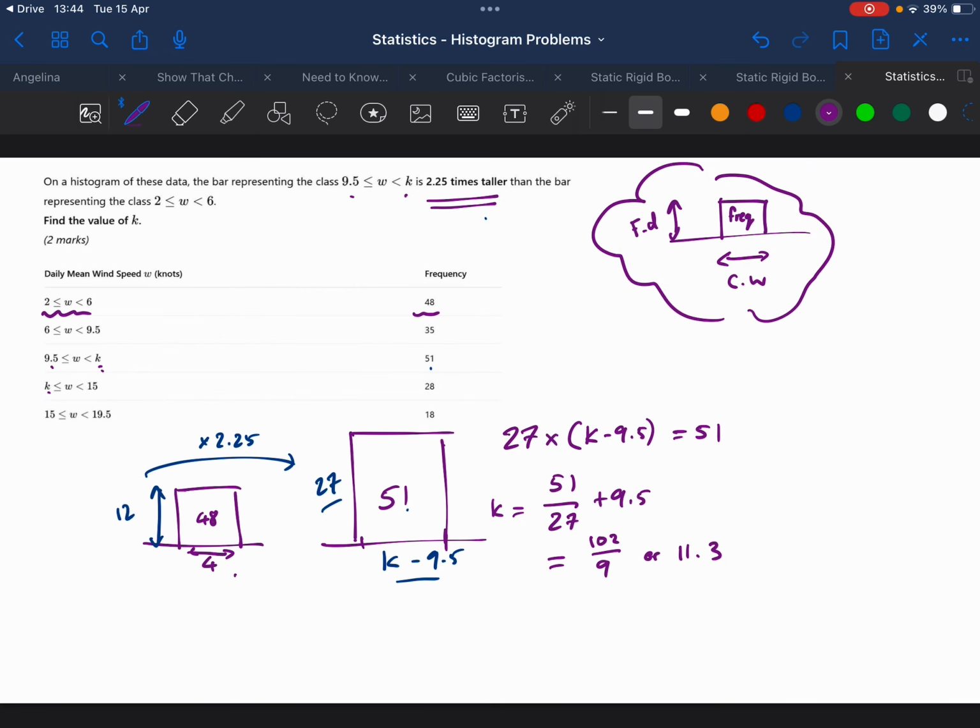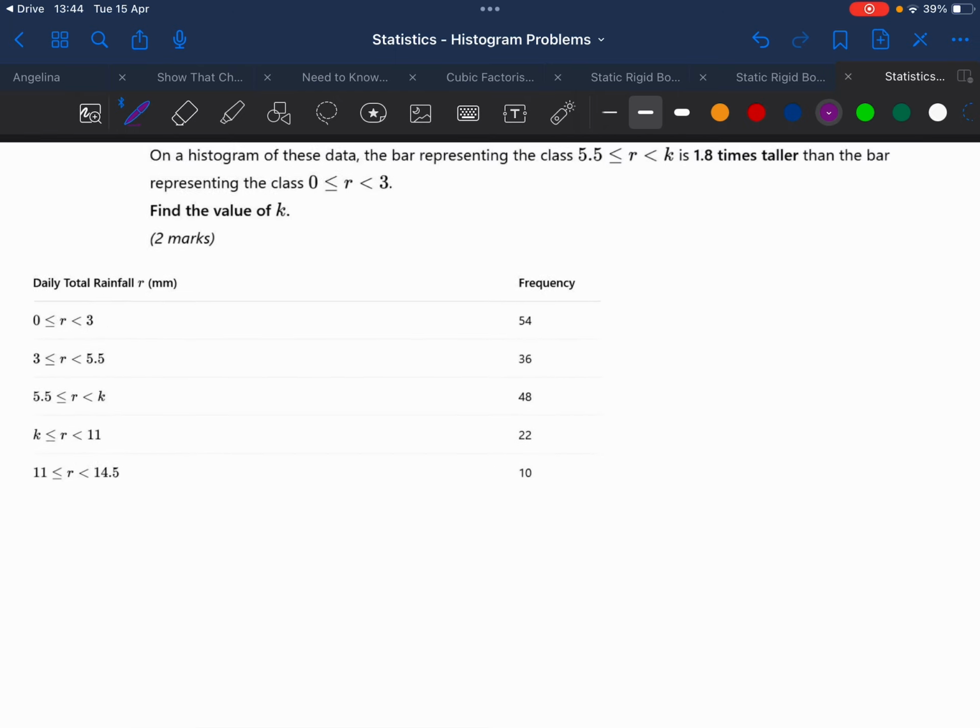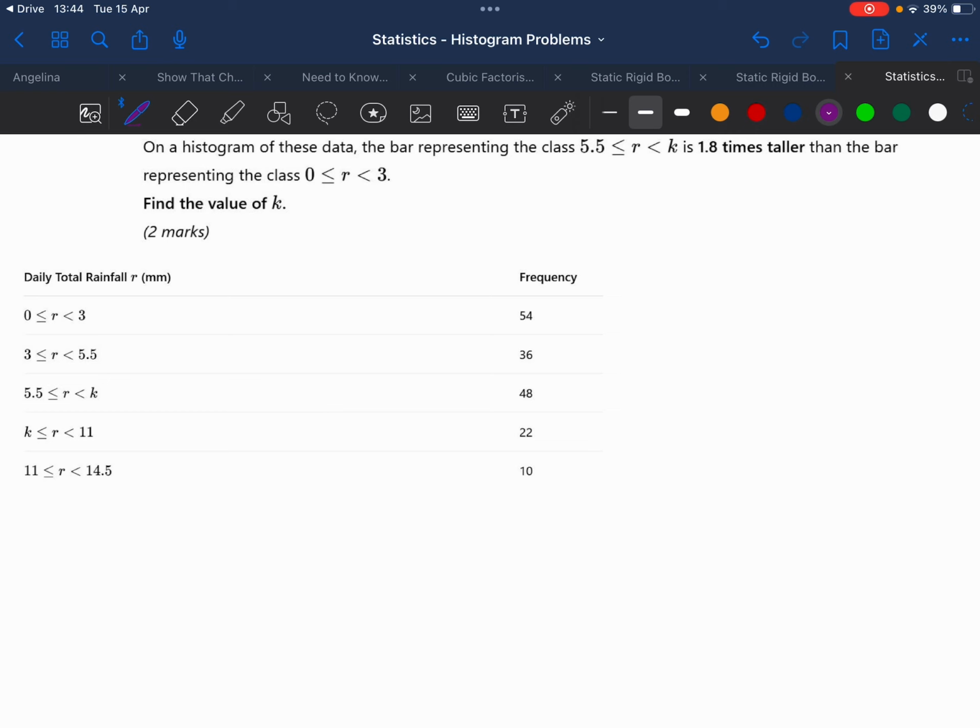Let's try one more for you to have a go, using this idea and a sketch, and working it forward from there. Again, you've got a similar sort of one. I'll give you a moment to pause the video and have a quick go for yourself.